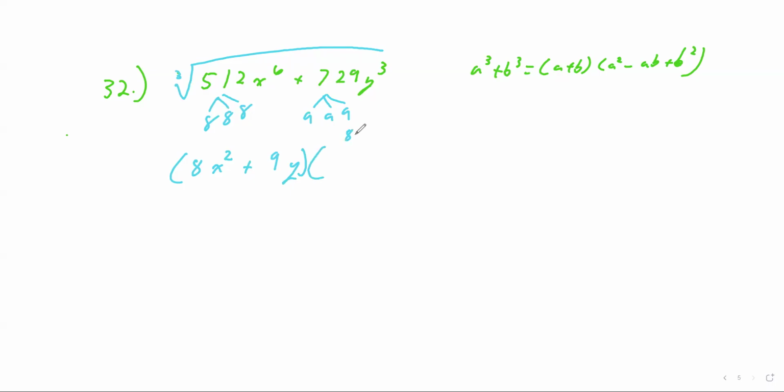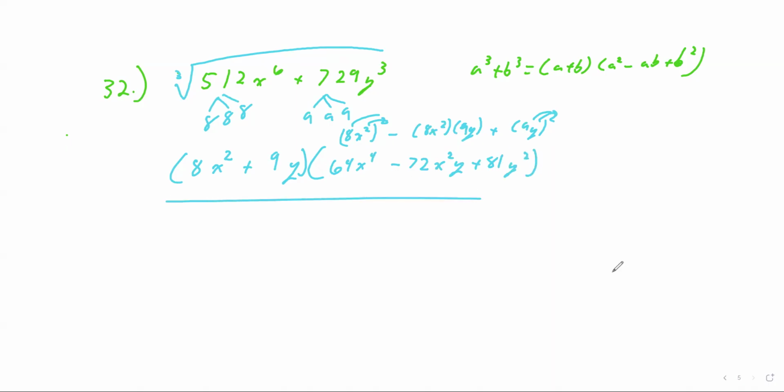So this is going to be 8x squared squared. So that would be 64x to the fourth, because you apply it to both, minus 8x squared times 9y. So 8 times 9 is 72. And then again, alphabetical order, plus 9y squared. So that would be 9 squared would be 81, and then y squared. And so again, that would be your final answer.